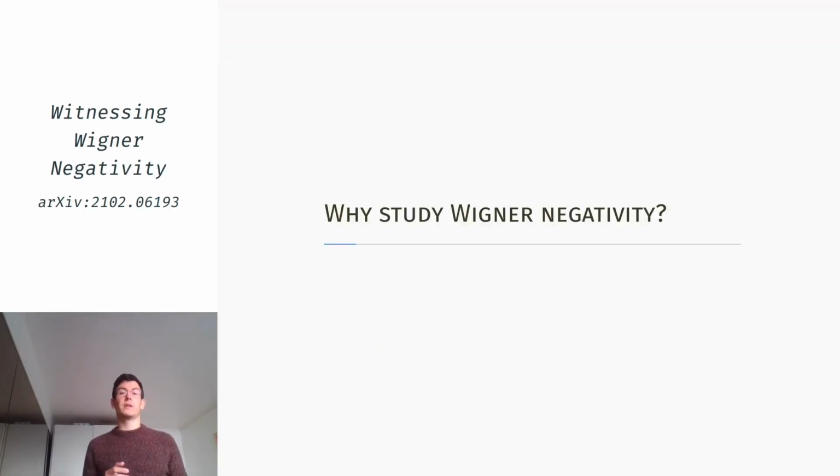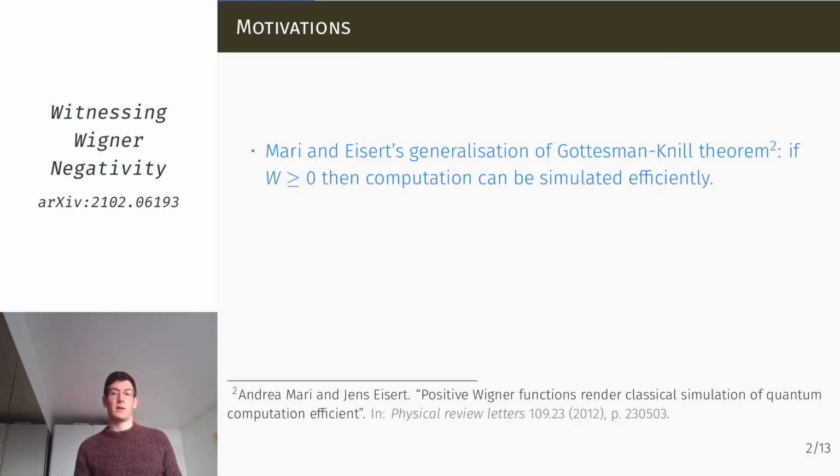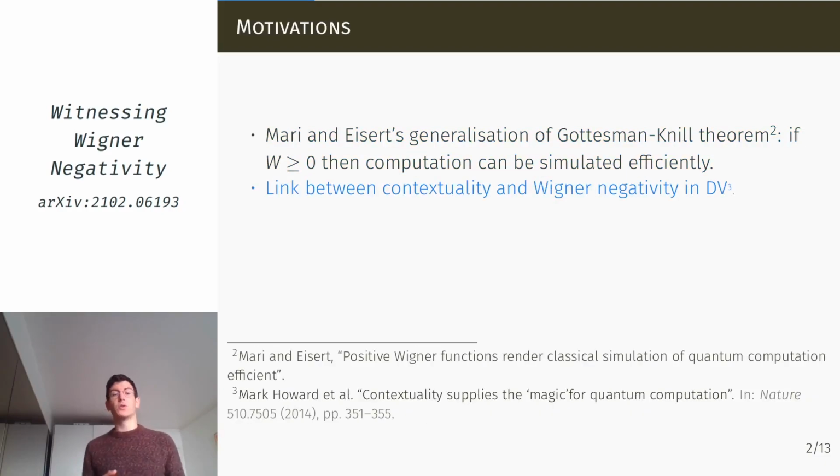Now, why would we study Wigner negativity? The first motivation is due to Mari and Eisert back in 2012, who gave a generalization of the Gottesman-Knill theorem. Basically, if your whole computation can be represented by a positive Wigner function, then it can be efficiently classically simulated. So Wigner negativity is a necessary condition for quantum speedup. Also, due to Mark Howard, there is a link between contextuality and Wigner negativity in discrete variables, and we are currently trying to extend this link to the CV realm.